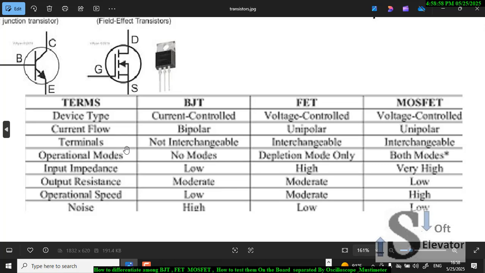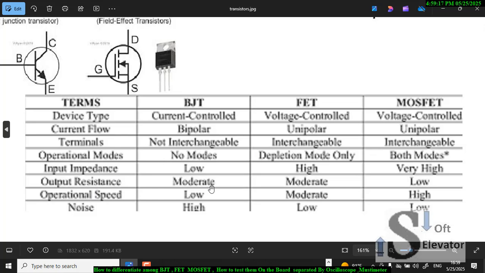Terminals not interchangeable, terminals interchangeable. So here not interchangeable, interchangeable. Here I can interchange the terminals. Operational modes: no modes, depletion mode only, both modes, depletion and enhancement.